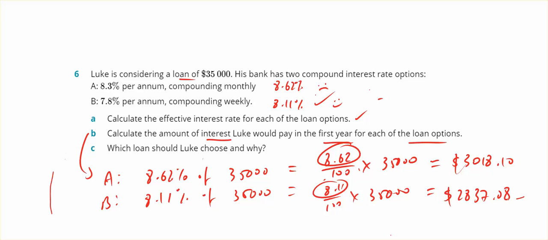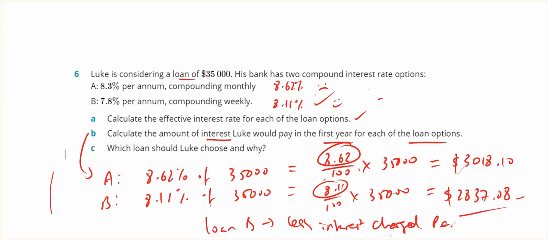What loan should Luke choose? It's a no-brainer. This one, because you're paying less interest. So loan B is your answer. Loan B, less interest charged per annum.